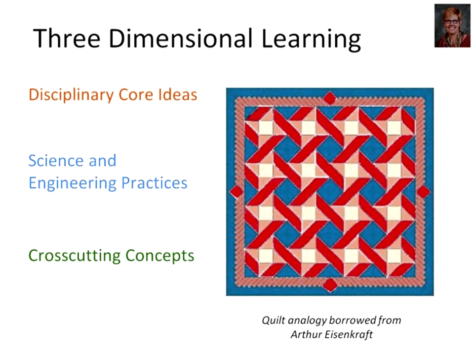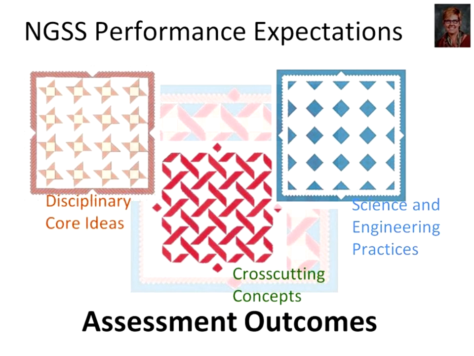So we know that there's three dimensions: science and engineering practices, disciplinary core ideas, and cross-cutting concepts. And we've been using for these three webinars this quilt analogy that we've borrowed from Arthur Eisencraft. And when we think about the quilt, we realize that there's these three pieces of the quilt that all come together in order to do the job of the quilt. And in our case, these three dimensions of science learning help support students' abilities to explore, examine, and explain science phenomena.